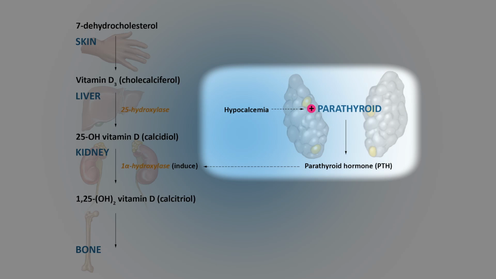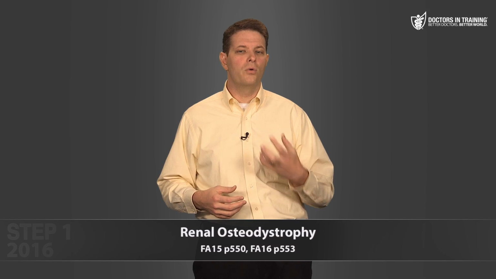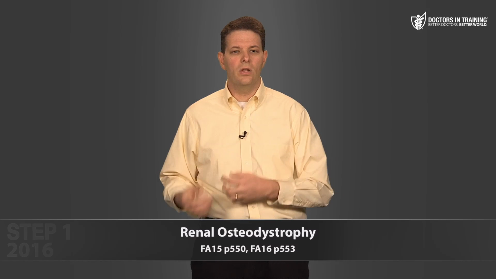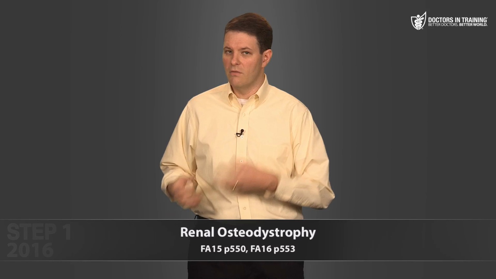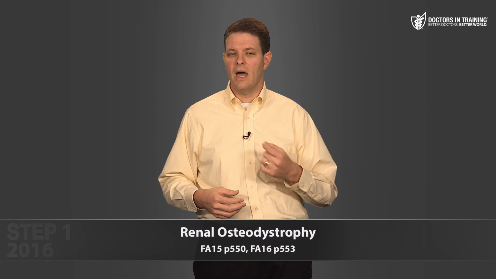So this is a form of secondary hyperparathyroidism. And that parathyroid hormone induces bone resorption to help maintain the serum calcium level. So we call this renal osteodystrophy. There's tissue degeneration or dystrophy of the bones, with thinning of the bones and sometimes abnormal mineralization. We generally treat this with calcium and vitamin D supplements.